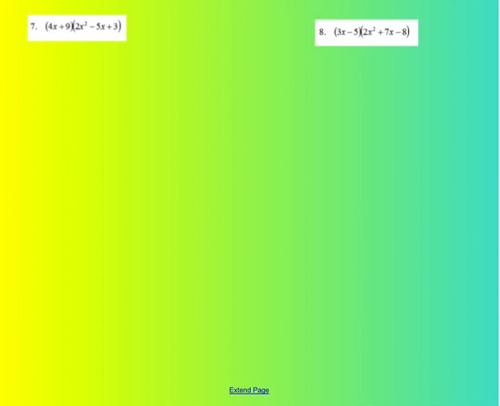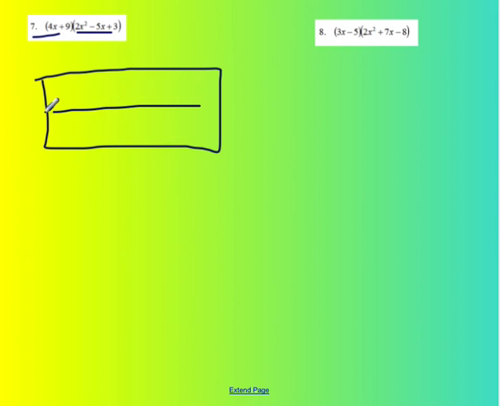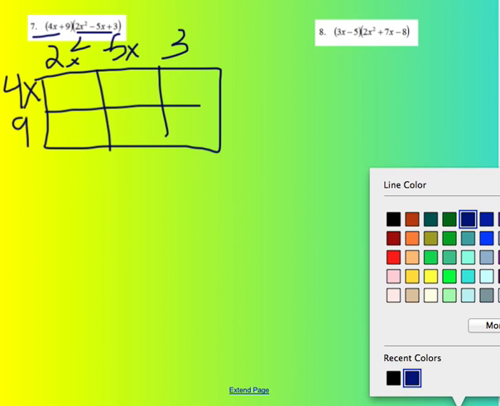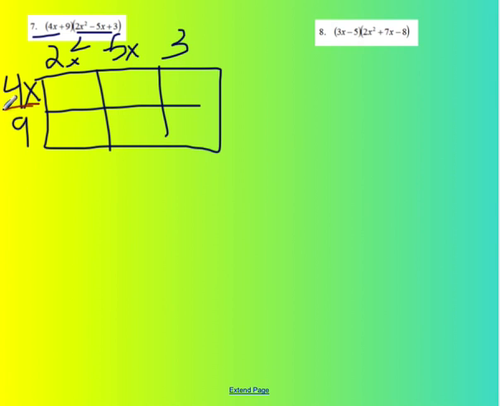So we have a binomial times a trinomial. What I'm going to do is set up a box, and that box is going to be 2 by 3. So I have 4x and 9 on this side, and I have 2x squared minus 5x plus 3 on this side. Now again, I'm going to do the same thing I did, and multiply into the box. 4x times 2x squared. 4 times 2 is 8. X to the first times x squared is x cubed.